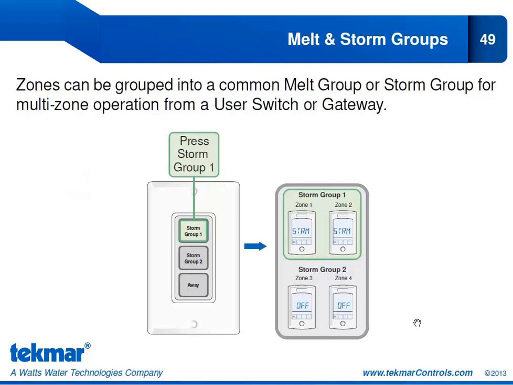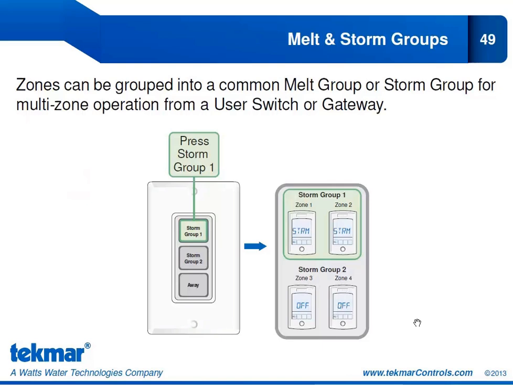And this is what it would look like on a user switch. I'd have storm group 1, storm group 2, and away. Now when I program my 654s, I can set up zone 1 to be a part of storm group 1, and I can set up snow zone 2 to also be part of storm group 1. And that way, whenever I press the storm group 1 button on my user switch, it will trigger the storm operation for zones 1 and zone 2 only. So you can see there, zone 3 and zone 4 remain off.